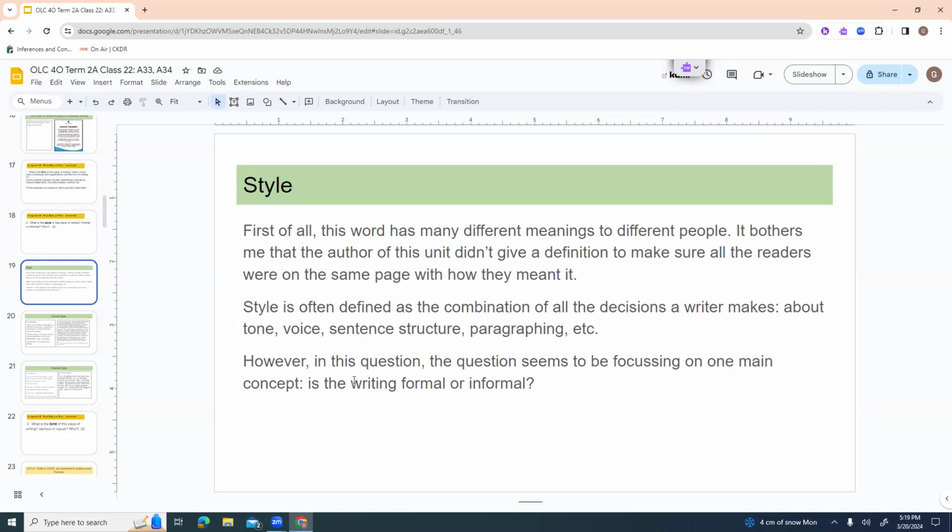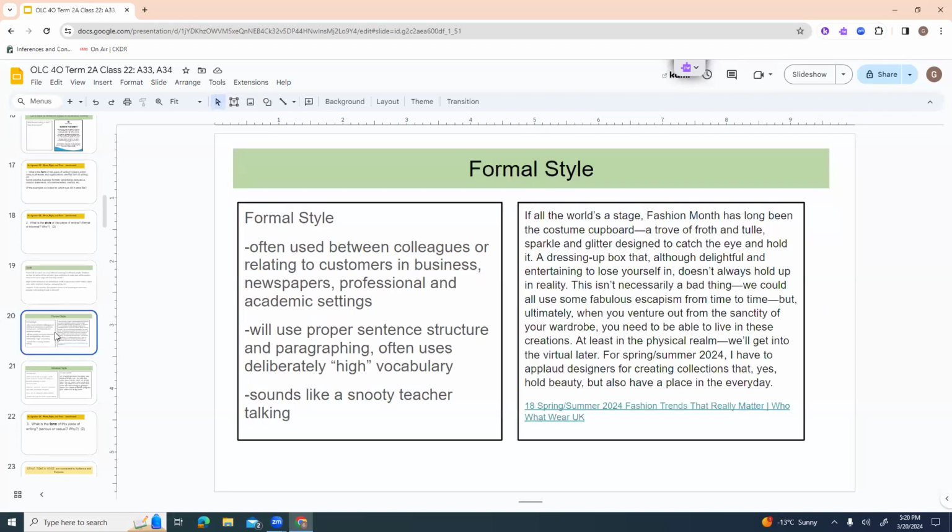Style is really often defined as the combination of all the decisions a writer makes about their tone, their voice, their sentence structure, their paragraphing. However, in this question, they seem to be really focusing on just one main idea. Is the writing formal or informal? I just want to point out for those who might be going on to another level of education, like college, style can often mean a lot more than that, okay?